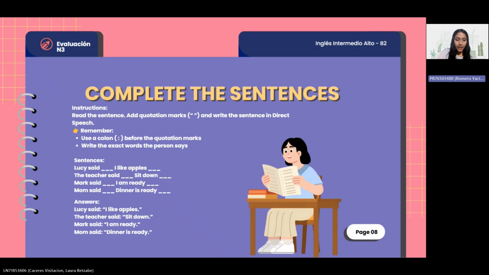Answer. Lucy said, "I like apples." The teacher said, "Sit down." Max said, "I am ready." Mom said, "Dinner is ready." This activity helps us practice correct structure and punctuation in direct speech. Next.